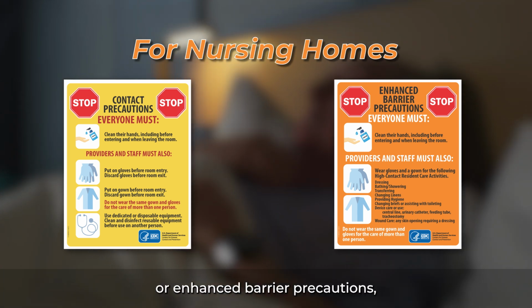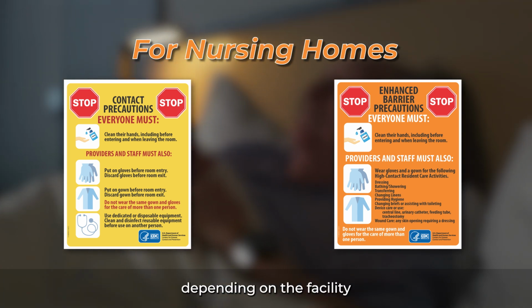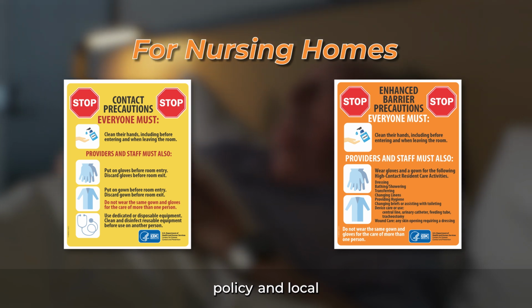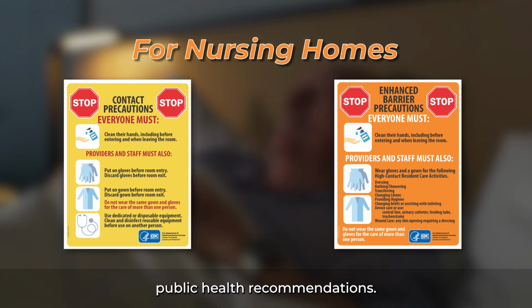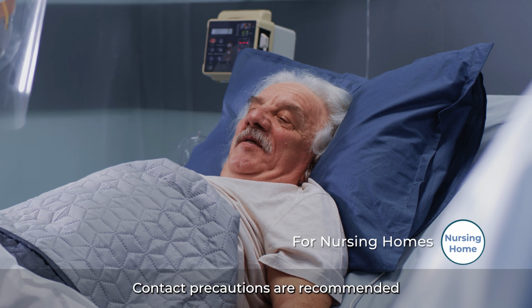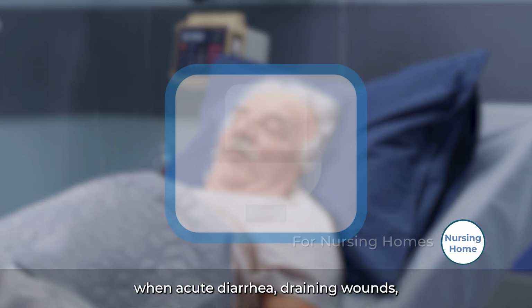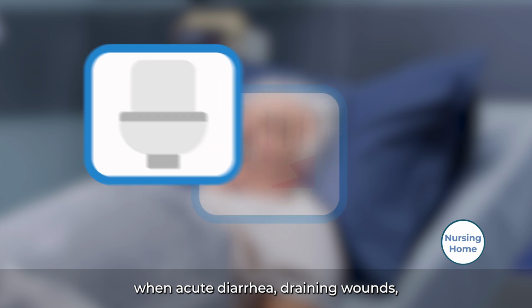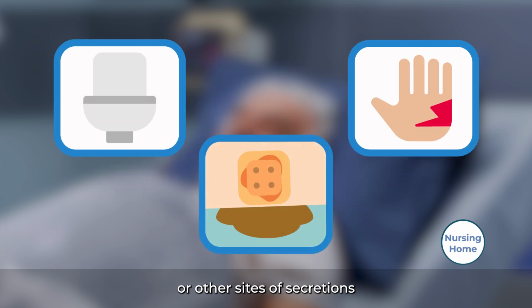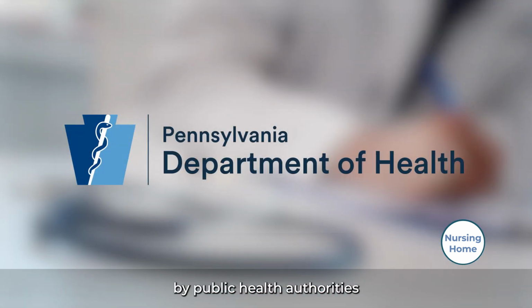In nursing homes, residents with Candida auris should be managed using standard precautions and either contact precautions or enhanced barrier precautions, depending on the facility policy and local public health recommendations. Contact precautions are recommended in the following situations: when acute diarrhea, draining wounds, or other sites of secretions or excretions that are unable to be covered or contained are present, as recommended by public health authorities during an investigation of a suspected or confirmed outbreak in a unit or facility.